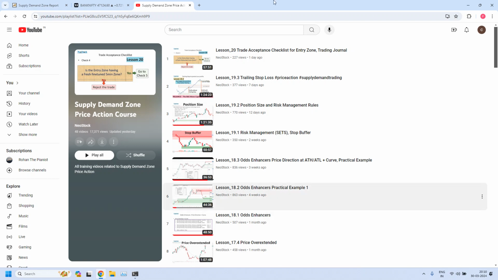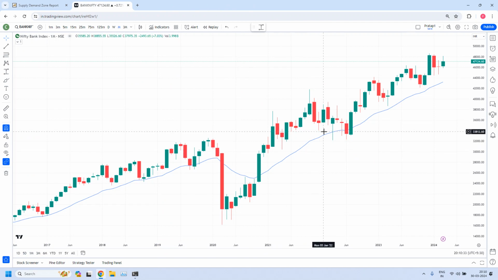Now let's get into analysis of Bank Nifty with the help of NeoStock Software supply demand zone chain. So it is a detailed analysis video. So let's start our analysis starting from the monthly time frame.